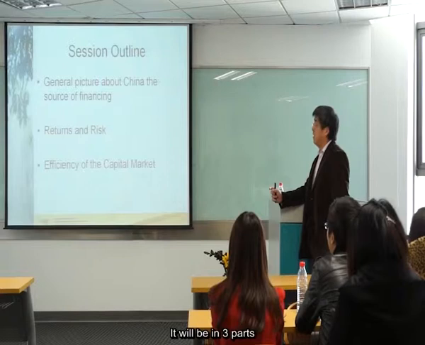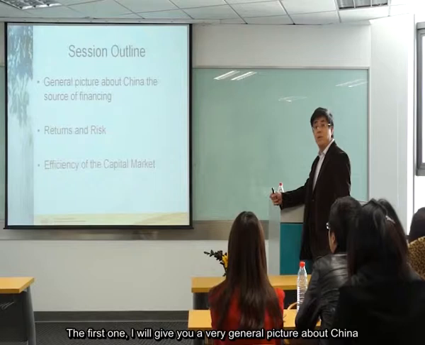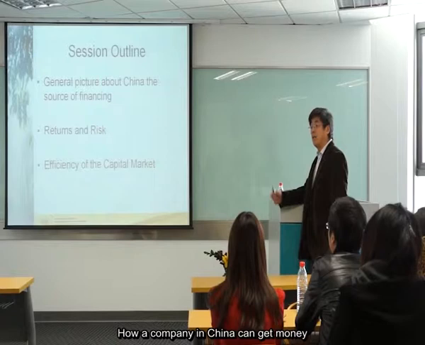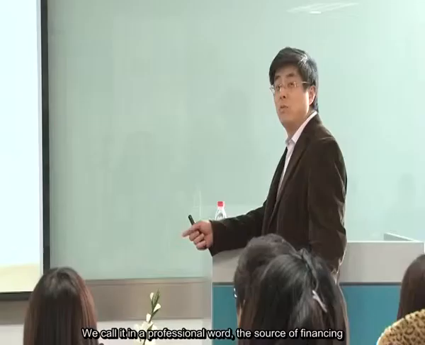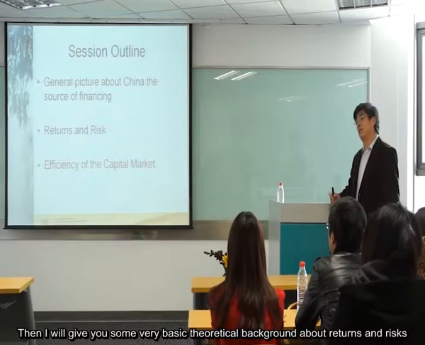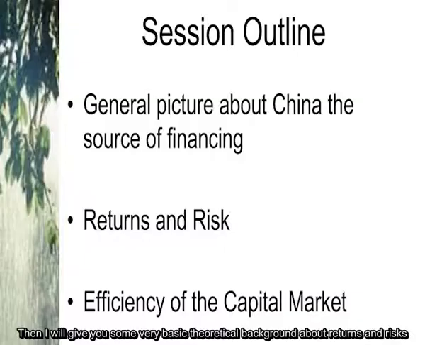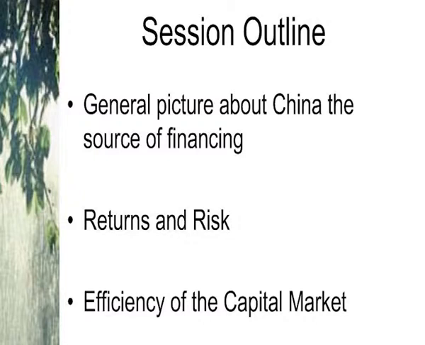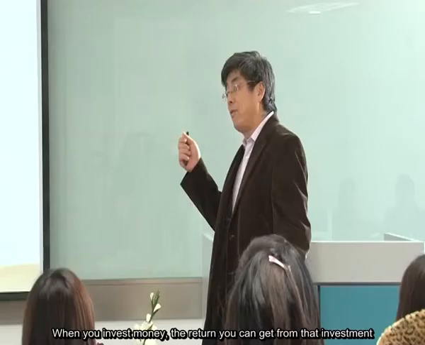It will be in three parts. The first one, I will give you a very general picture of how a company in China can get money. We call it, in professional words, the source of financing. Then I will give you some basic theoretical background about returns and risks. Returns means, when you invest money, the return you can get from that investment.